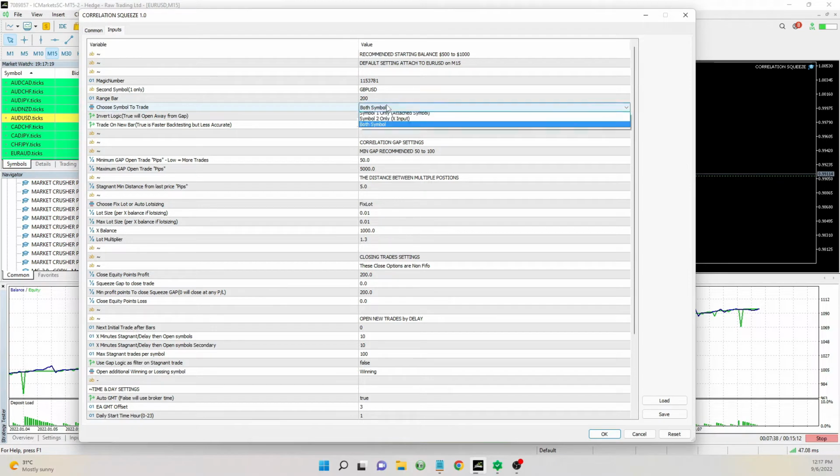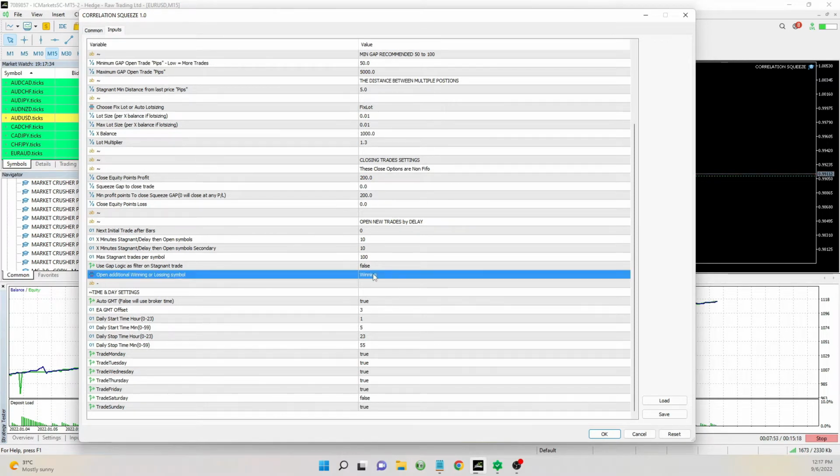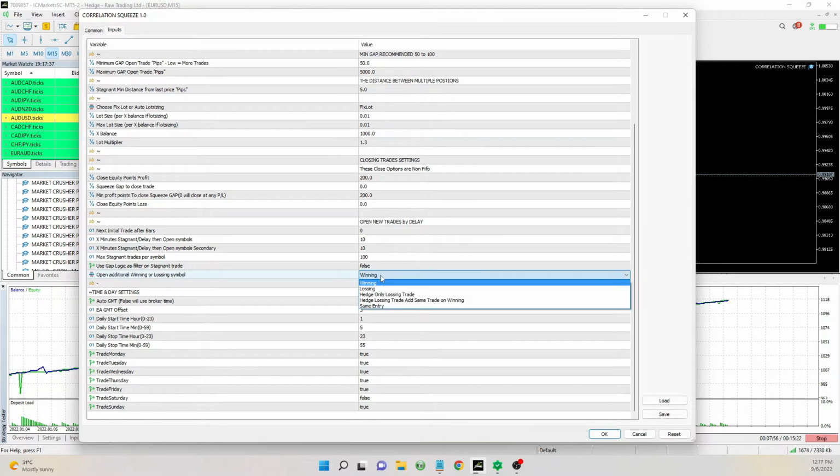I'm using GBP USD, and we have here choose symbol to trade. I have both symbols. We're trading both symbols. Now you could make a trade for symbol 1 or symbol 2. If you do that, you'll want to scroll down to where it says open additional winning or losing symbol. Right now I'm using winning. Winning works well when you're using open both symbols because it's going to hedge. It's not really a hedge, but it's like a hedge. Winning just means that it's going to add to your winning position. If it's losing, it ain't going to add any more trades. It's going to stop opening multiple positions.